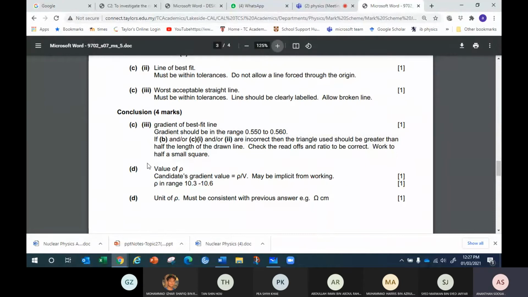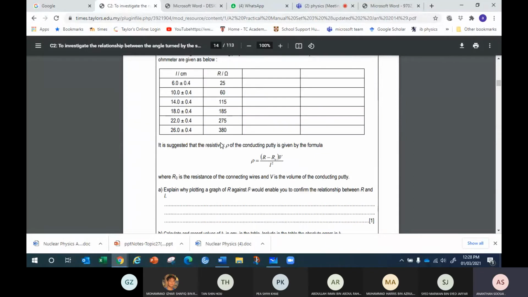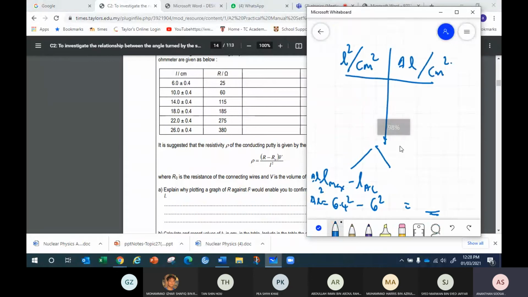So, the value of rho calculation. The gradient equals rho V. That's a part D question, right? Part D, the volume is given. Determine the density, include the error bar in your unit. So from the formula, you know already. What is your gradient?